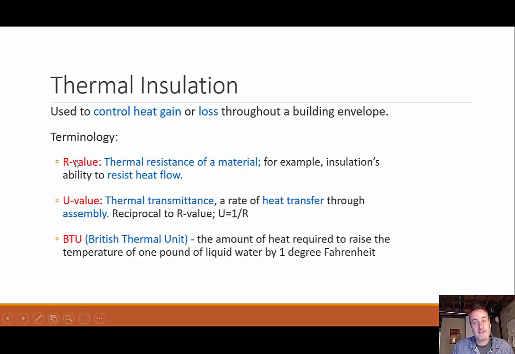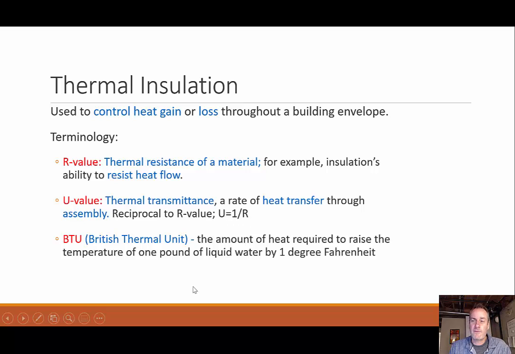So R, resistance, right? U is thermal transmittance. It's the opposite of R. It's how easily heat flows through. So because it's the reciprocal, then I can just find that value by taking 1 over my R value to find my U value.